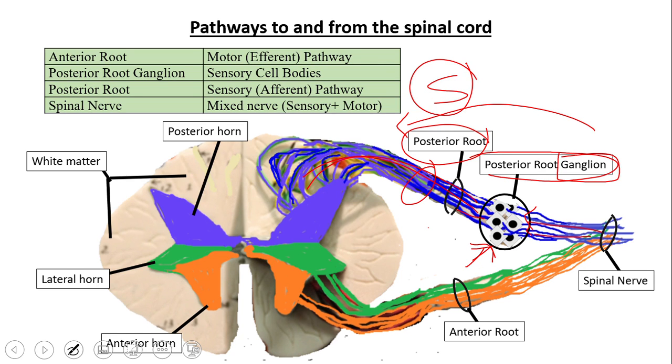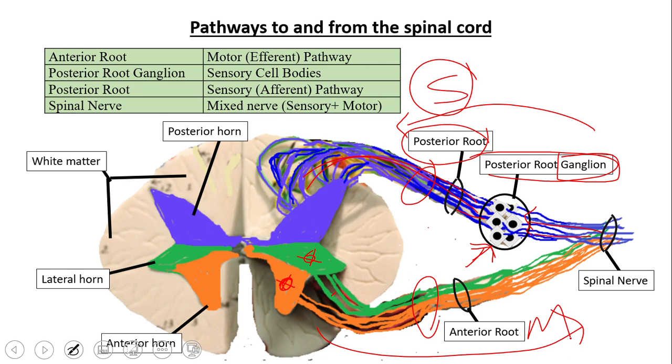Here is the anterior root, and the anterior root takes the signals from the anterior horn and lateral horn going to the skeletal muscles if it is from the anterior horn, or to the viscera if it is from the lateral horn. The anterior root is only motor.